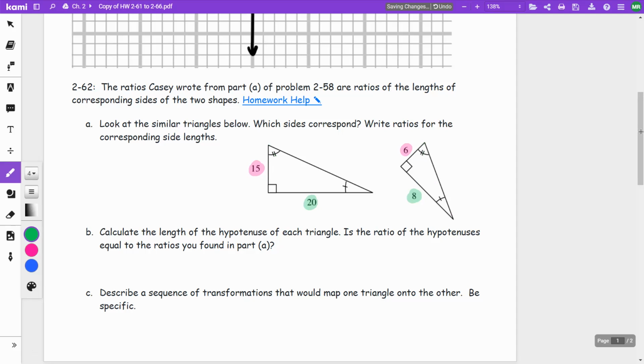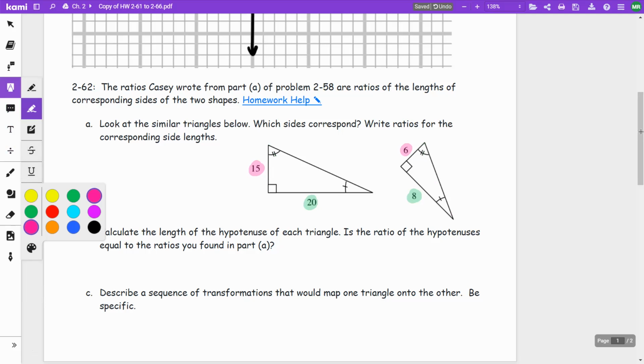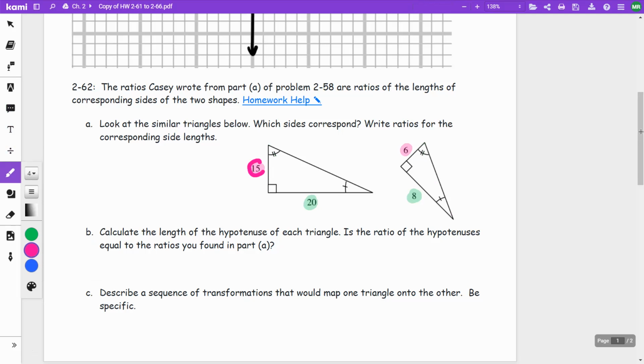Okay. So again, 15 corresponds with 6, 20 corresponds with 8. Okay, write ratios for the corresponding lengths. So I can go 15 over 6, and I can do 20 over 8. Now 15 over 6, I can divide by 3, and I get 5 over 2. And 20 over 8, I can divide by 4, and I get 5 over 2. So you can see that we have the same ratio.